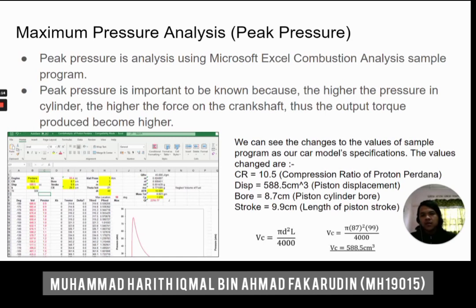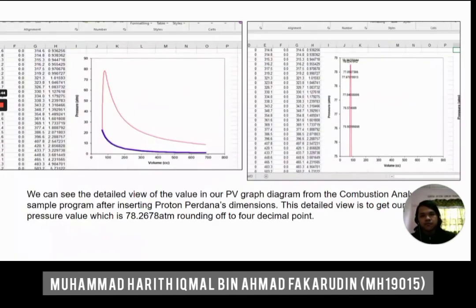As you can see from the figure, we made slight changes that follow our car model specifications, such as the compression ratio, which is 10.5, the bore, which is 8.7 cm, and the stroke, which is 9.9 cm. For the displacement, we use the displacement formula, which is pi d squared L over 4000. We input the values and we get the displacement, which is 588.5 cm3.